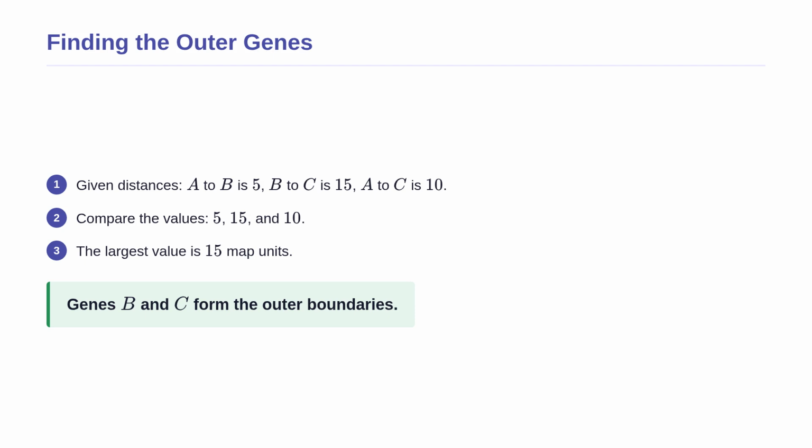Looking at our data, we compare the numbers 5, 15, and 10. The largest distance is clearly between gene B and gene C, which is 15 map units. This critical piece of information tells us that B and C must be located on the extreme outer ends of our genetic map. Physically, this means they are the furthest apart on the chromosome.